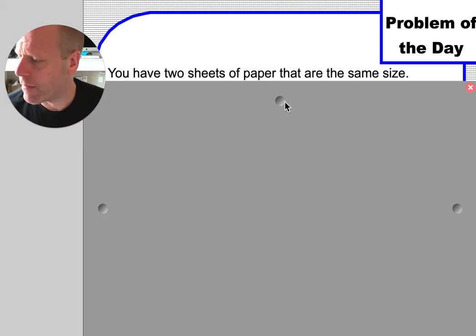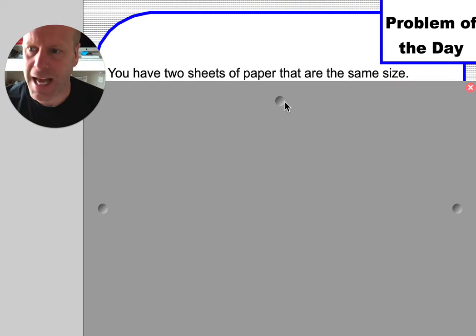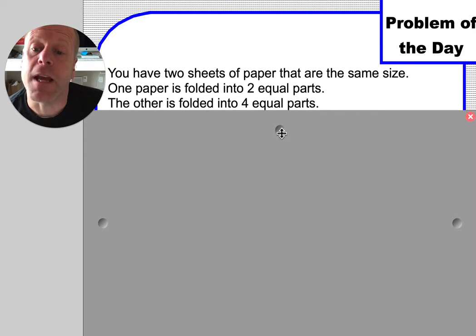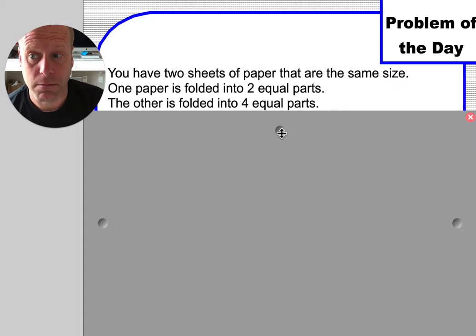Okay, so imagine you have two sheets of paper, okay? And they are the same size. That's important. So you always have to start off with the same size of something. One of the sheets of paper is folded into two equal parts. And I'll show you what that looks like here for a second. But you could imagine a square that has a fold in the middle, right? The other piece of paper is folded into four equal parts.